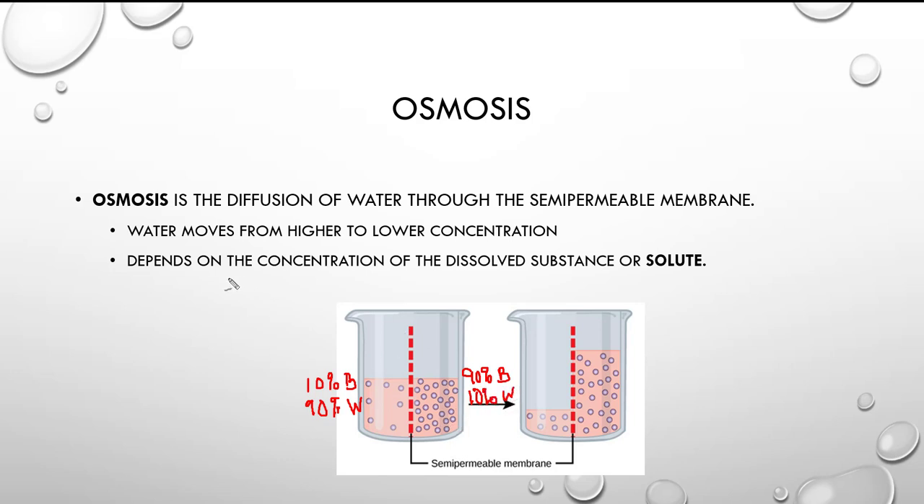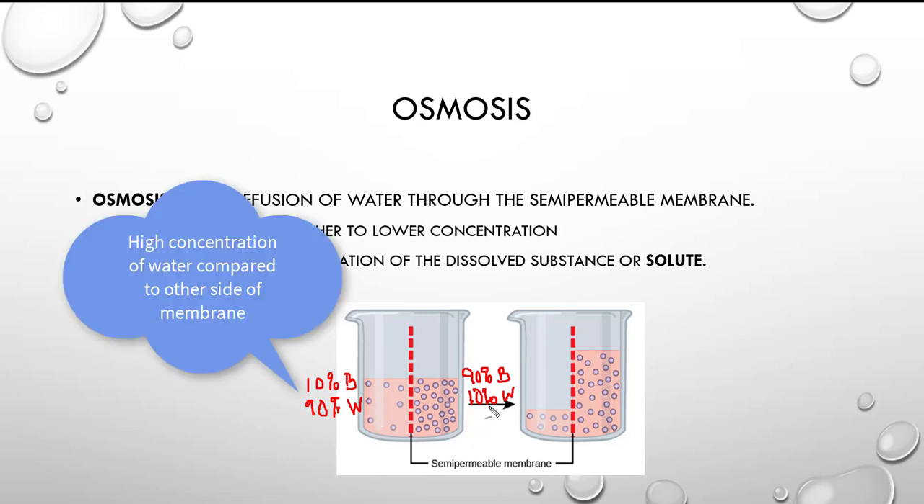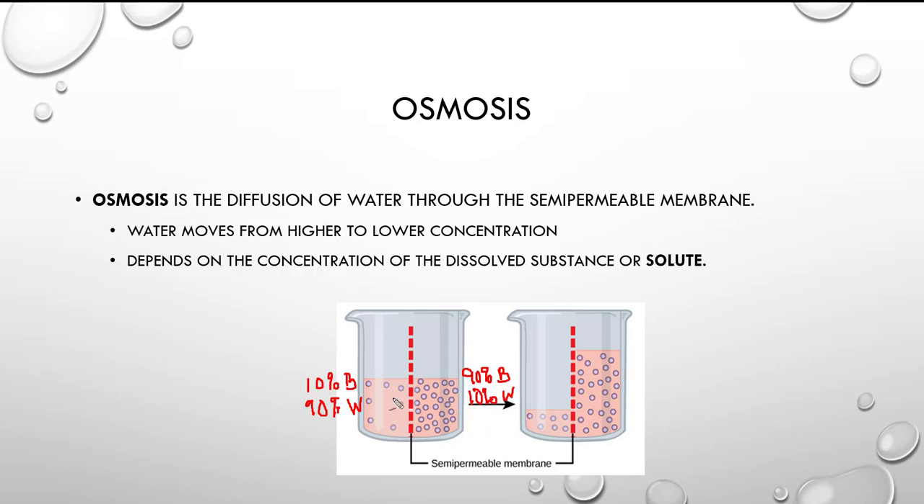So that means that in this case, the water is less concentrated on this side compared to this side, which is more concentrated. 90% is water over here, only 10% of water over here. So water is going to go from higher concentration to lower concentration. So the water is going to want to even out. It's going to want to spread out to this side. So water is going to flow to this side of the beaker. And in doing so, you can see what happens. Now it's more evenly spread out. And so that's what osmosis is. It's the diffusion of water moving from higher concentration to lower concentration.